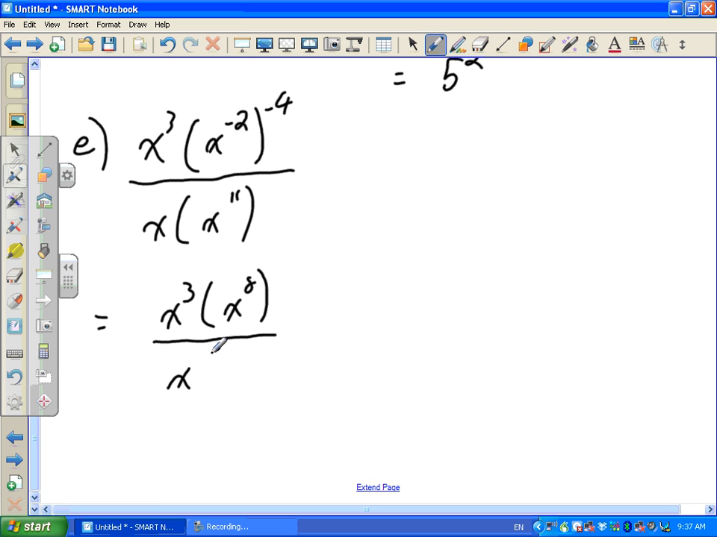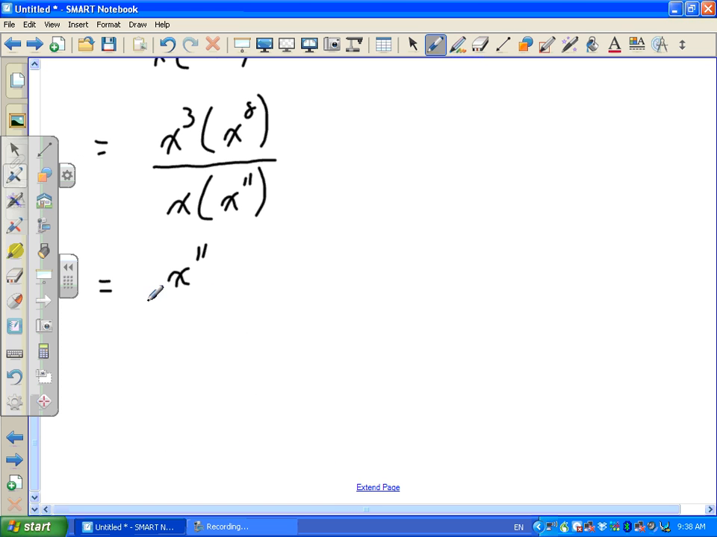We'll do the top and the bottom at the same time. These are both bases multiplied by each other, so I'm going to add both the exponents. Remember, there's a 1 there. So I get x, and then 3 plus 8 is 11, so x to the power of 11, divided by x, 1 plus 11 is 12, x to the power of 12.